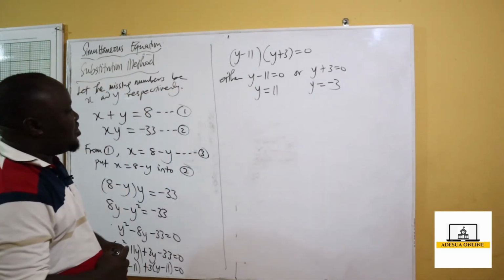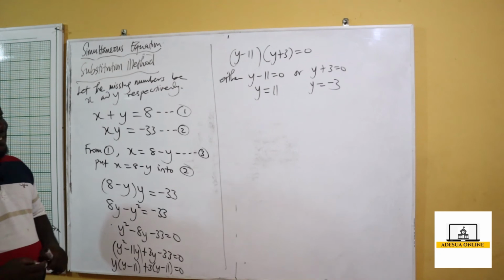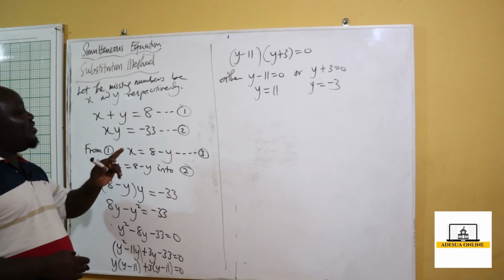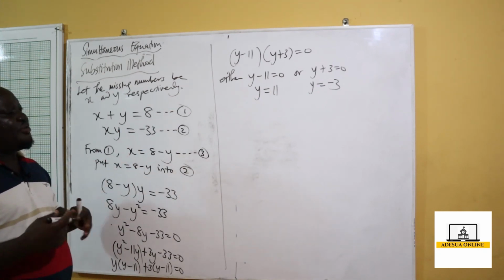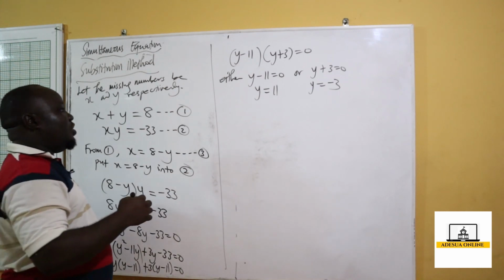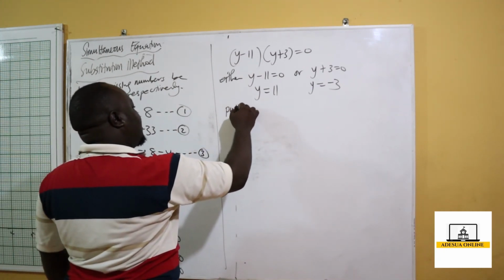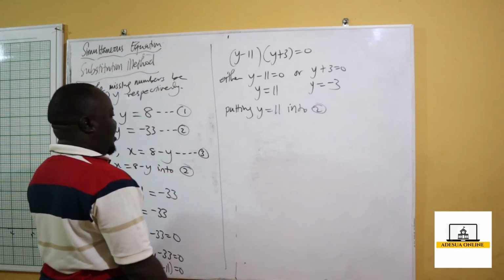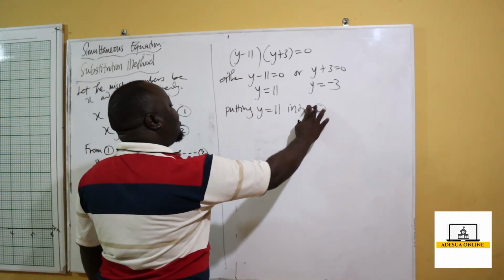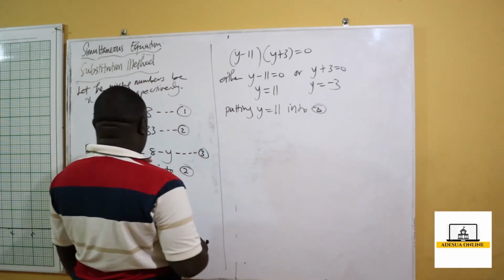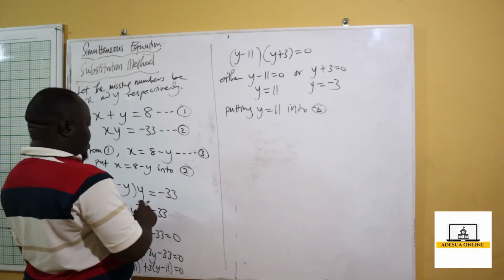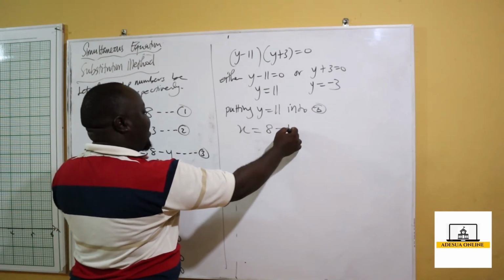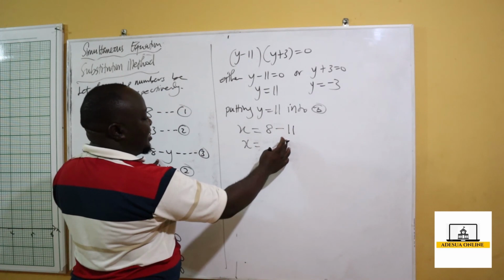Now, since we are having two values of y, this means that we can also have two values of x. So we are going to put each value of y into equation 3 to get a corresponding value of x. Putting y equals 11 into equation 3, we shall have x is equal to 8 minus y. Our y is 11. So x will be equal to 8 minus 11, which is minus 3.